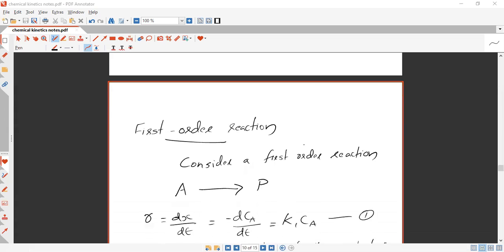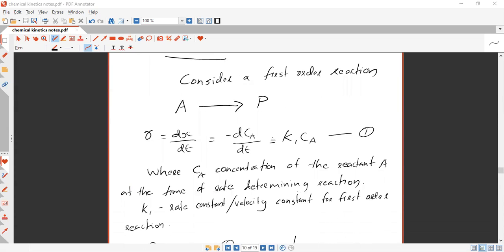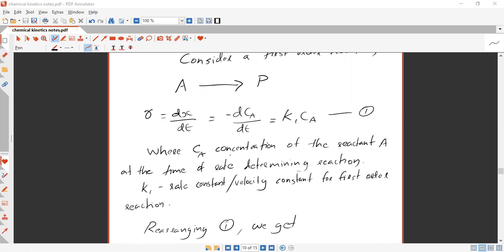Next is the first order reaction. Consider a reaction A gives B. For the first order reaction, the rate is equal to R, dx by dt, is equal to minus dCA by dt, that is equal to K1 into Ca. That is the rate equation for a first order reaction, where Ca is the concentration of the reactant A at the time of the rate determining reaction, and K1 is the rate constant or velocity constant for a first order reaction.